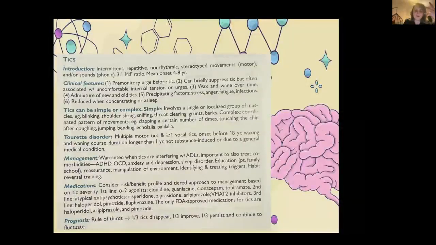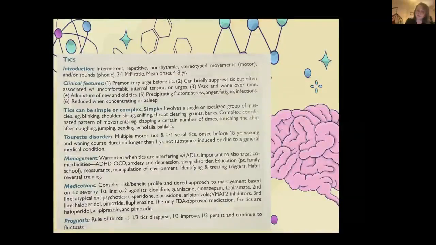You'll find that patients generally will describe what we call an urge before the tic to do it, and they can briefly suppress that feeling, but often it's very uncomfortable for them, and it causes internal tension or urge, and that waxes and wanes over time. And sometimes new and old tics could intertwine and present in that way. There are precipitating factors that have been common to the subset of patients that have been seen. So things like stress, anger, fatigue, lack of sleep, infections. And we find that it's reduced with concentration, or if they're in their sleeping state, essentially.